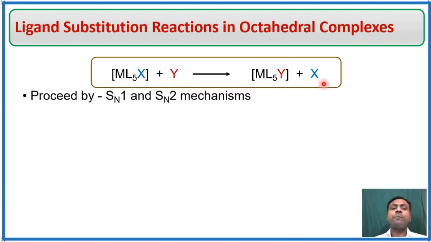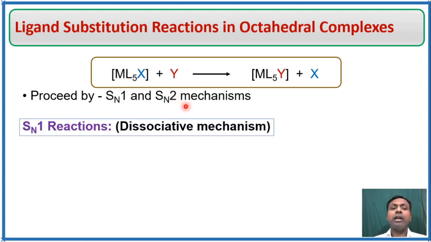The mechanism happening in octahedral complexes may proceed in two ways, that is SN1 and SN2. S stands for substitution, N stands for nucleophilic, and 1 stands for unimolecular. Here 2 stands for bimolecular. So we are going to learn about them. What are these unimolecular and bimolecular?